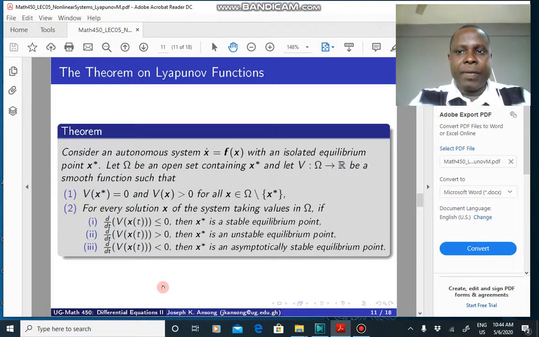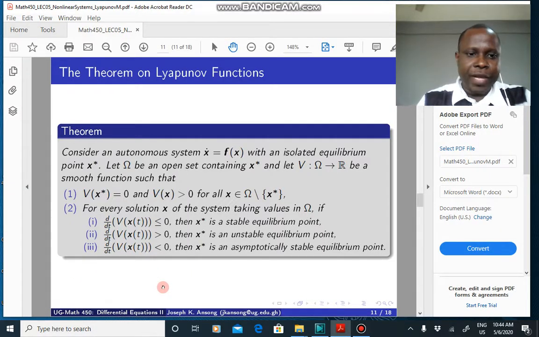Hello. So in our last lecture, we ended up looking at the theorem for Lyapunov functions, and then I said that we're going to do some examples. So I just want to remind you of the theorem, which is here: to construct a Lyapunov function, you make sure that it is 0 at the equilibrium point and positive away from it, and that you find the total derivative of the function.